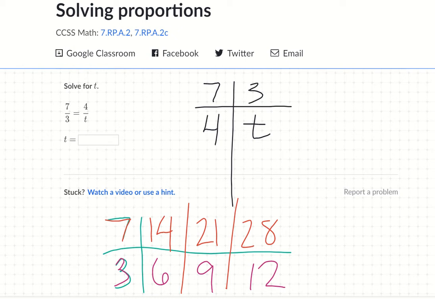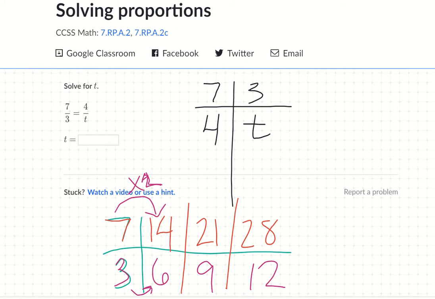So that's what that ratio table is, and these are all proportionate. It means for every 7 of something, I'm going to have 3 of whatever it is I'm comparing it to. So if I double that 7, that's times 2, I'm going to double that 3.